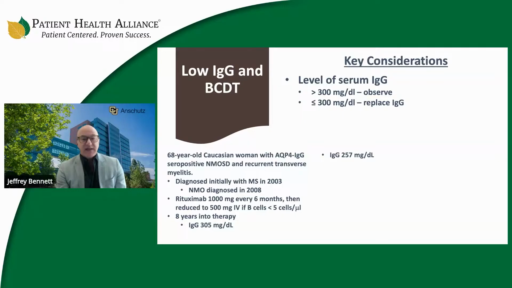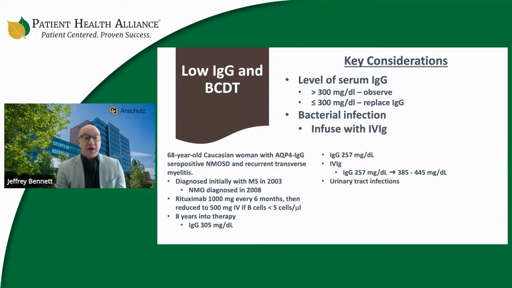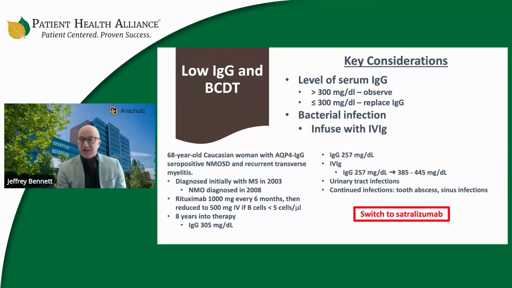In this case, the patient responded nicely to the IVIG, but subsequently developed some urinary tract infections, which cleared with antibiotics. But because of those infections, we obviously maintained her intravenous immunoglobulin therapy. And I always treat with IVIG, regardless of immunoglobulin levels, in patients who may not be below 300 milligrams per deciliter if they have bacterial infections. In this patient, she continued to have other infections, and for that reason, we switched her to satralizumab.